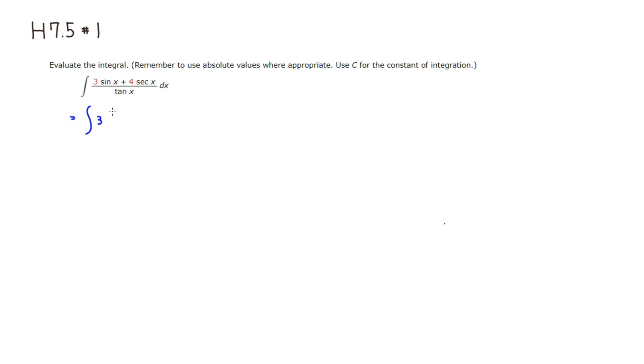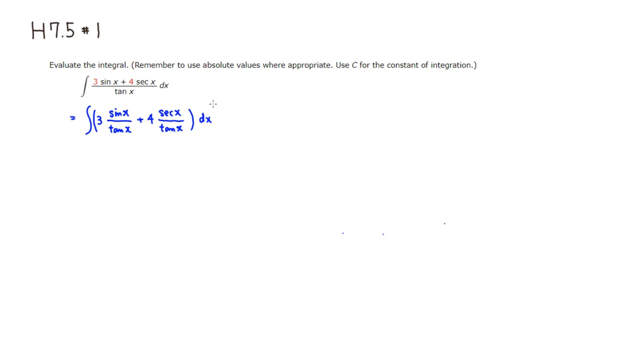Then you have sine of x over tangent of x. And then we pull 4 out here. Then you have secant of x over tangent of x. Then we're going to have to evaluate the integral with respect to x.